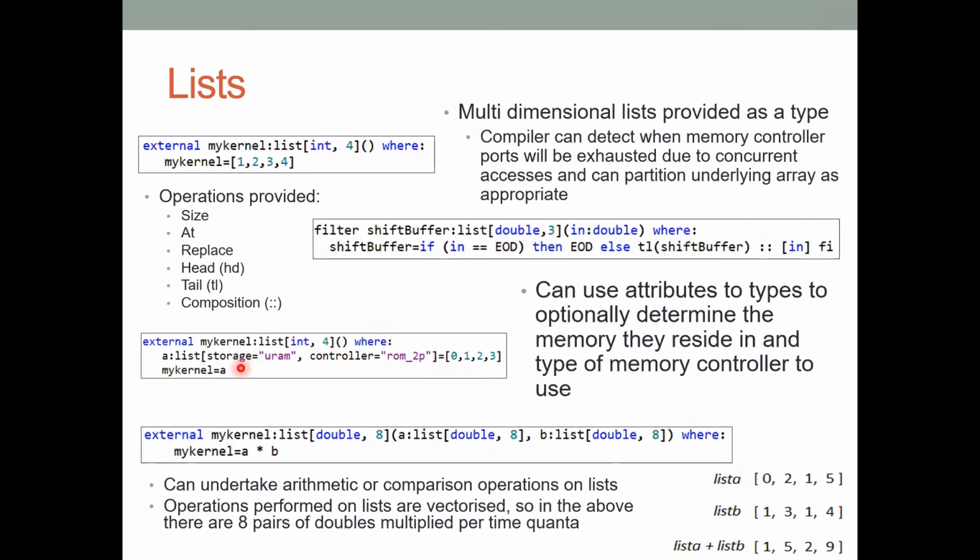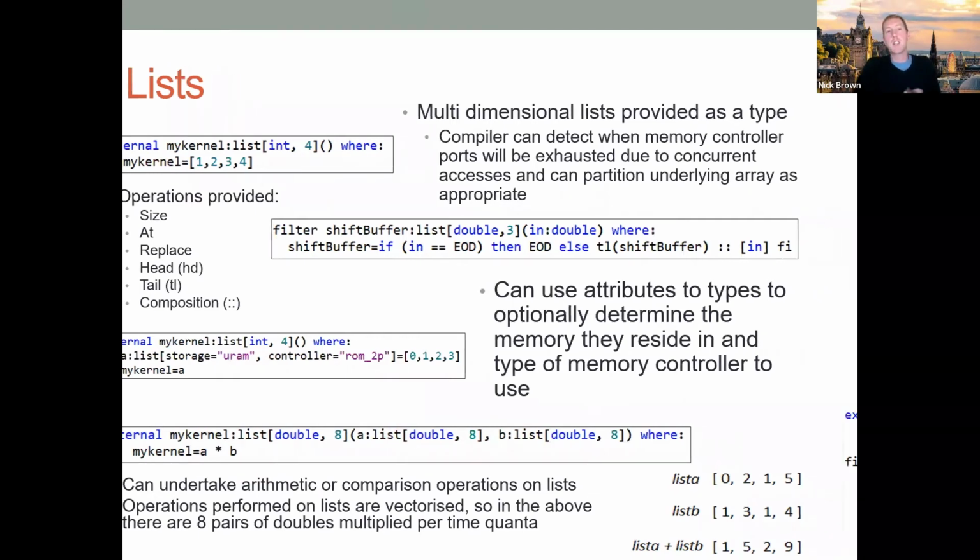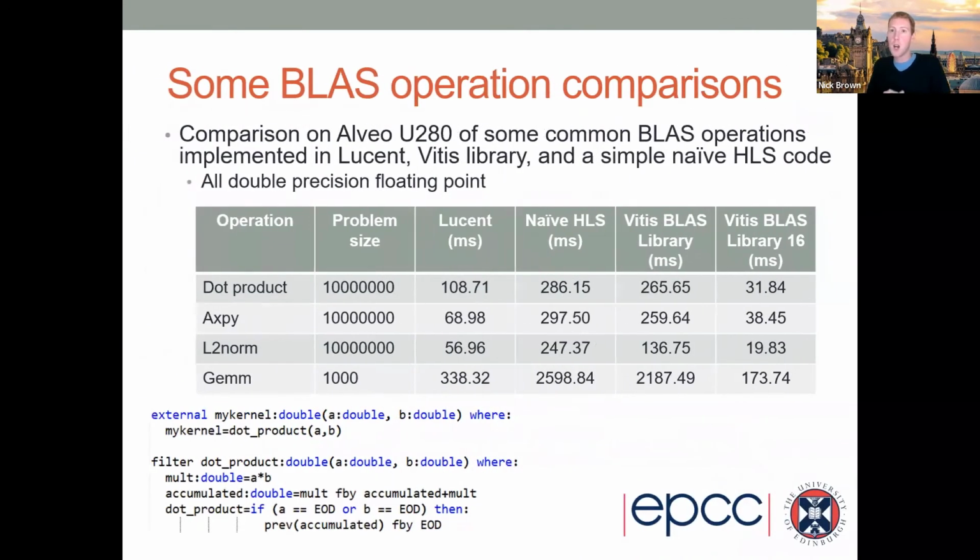We can also control where lists are stored, and list is also how we do vectorization. So here, for instance, we've got an input of these streams of lists, we output a list, and in this one operation concurrently, we're performing 8 double precision multiplications together. So based on that, we then did some performance comparisons with BLAS operations. And I wrote really quite quick and dirty versions in our Lucent approach.